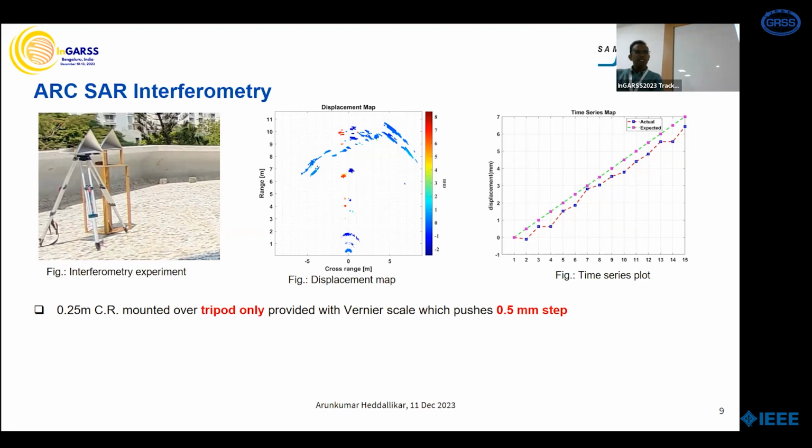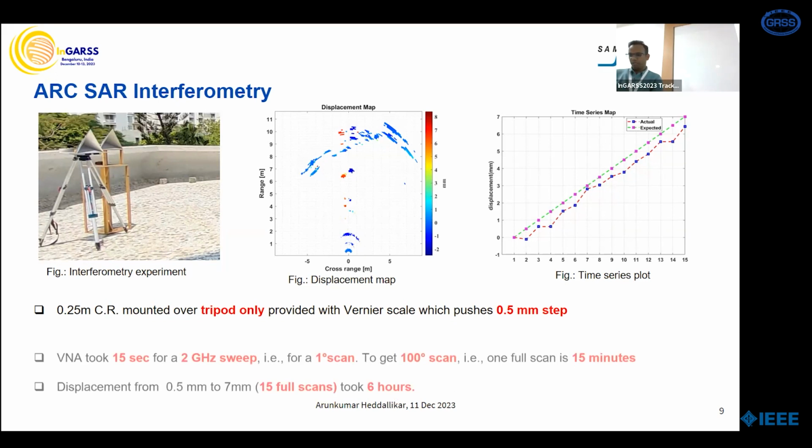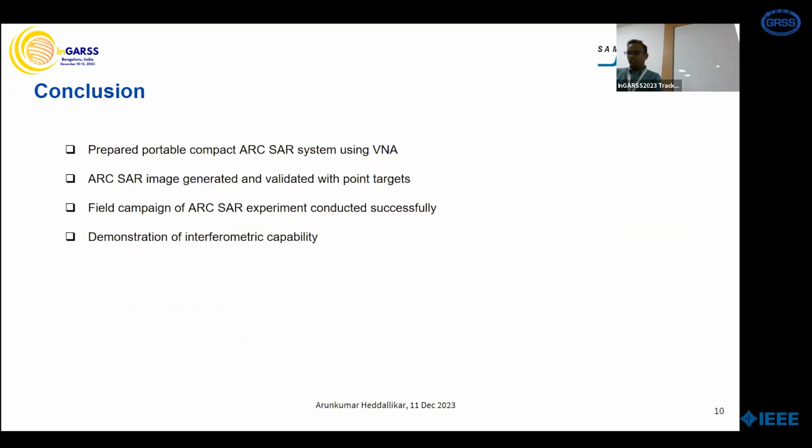So with this displacement and time series plot, we can conclude that using a VNA-based instrument, we can conduct portable, compact IRCSAR interferometry experiments. So I conclude this one. We prepared this portable, compact IRCSAR system using VNA, and we have generated SAR images of point targets, and we have validated them by seeing the azimuth impulse response. And we successfully conducted the field campaign of the IRCSAR experiment, and we even did the interferometric experiments too.